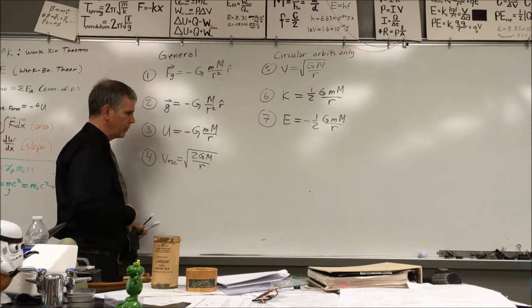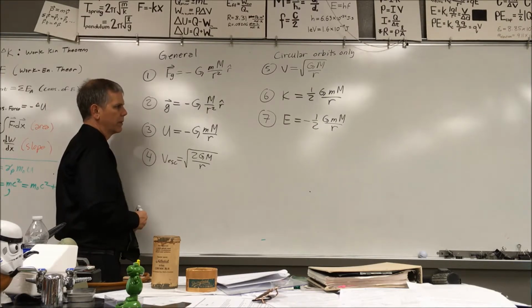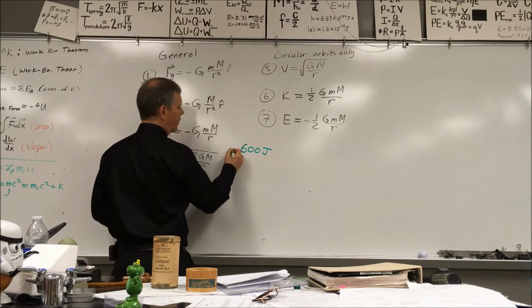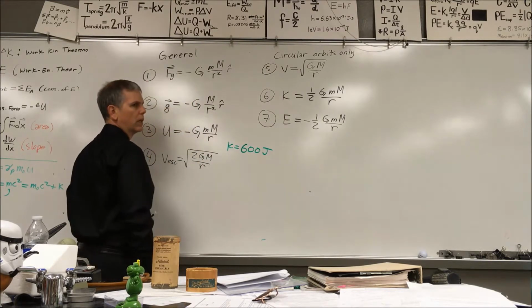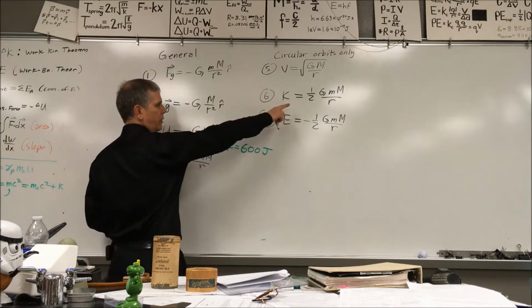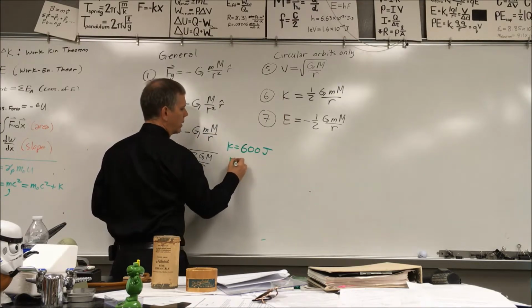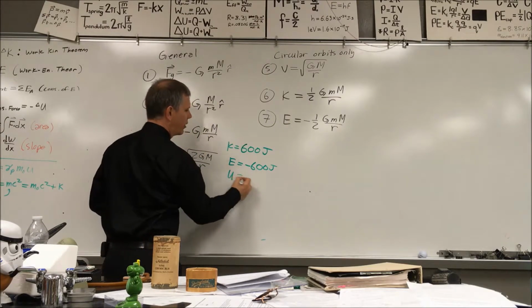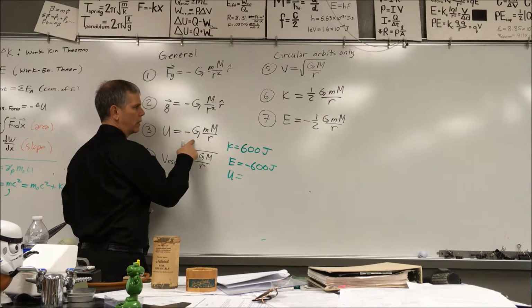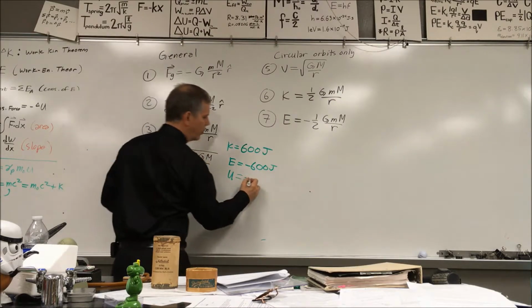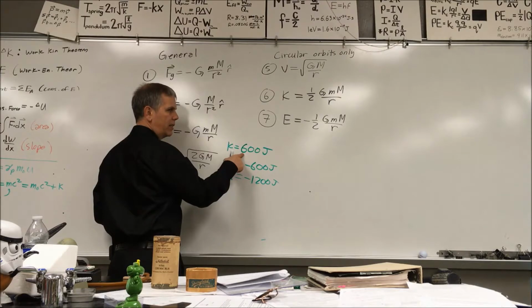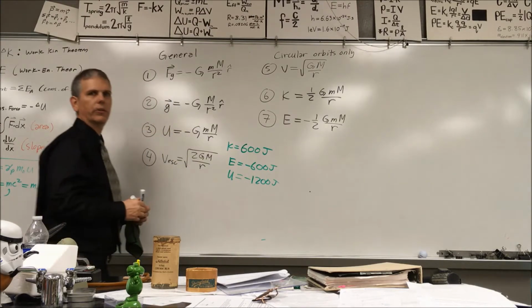Now let's compare these numbers just to make this a little bit more obvious. If I had 600 joules of kinetic energy, then what is the total energy? Negative 600 joules. And my potential energy would equal? Negative 1200. And negative 1200 plus 600 gives me negative 600.